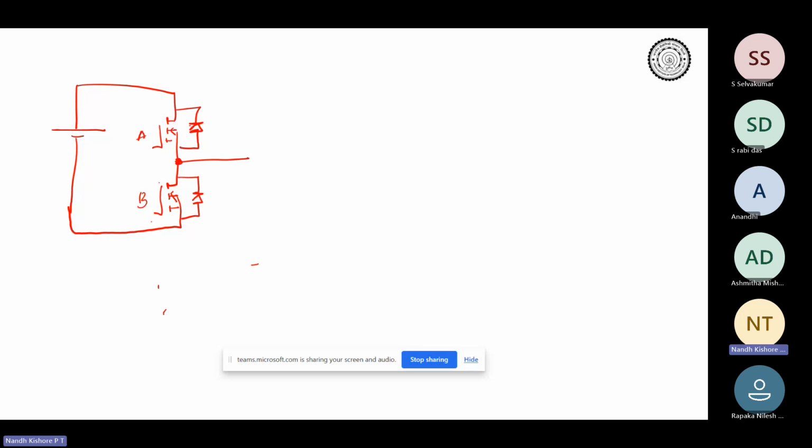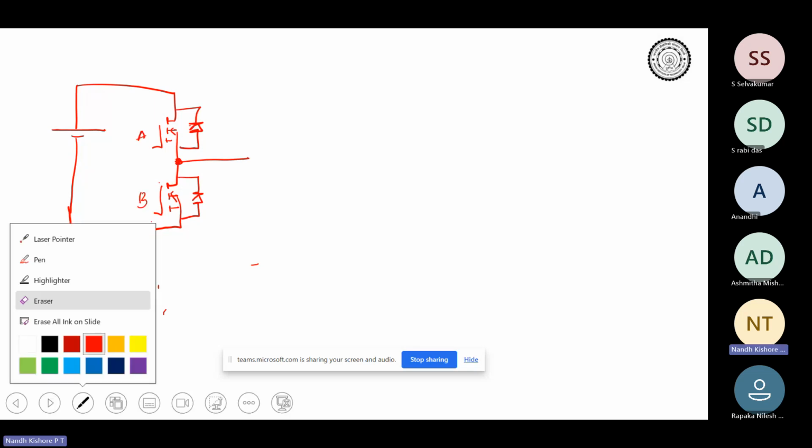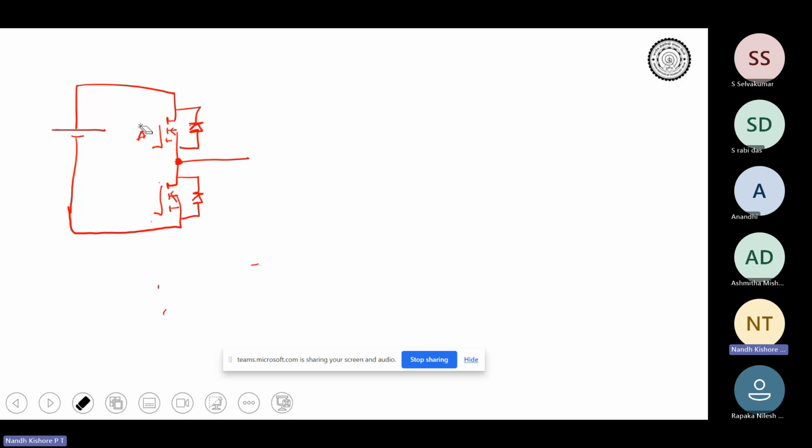So, okay, let me use some other names, because A and B might be confusing. Let me use Q1 and Q2, and this is VDC, and this is the phase point, or the switching node as we call it. As I was telling previously, this is called the phase leg test setup.